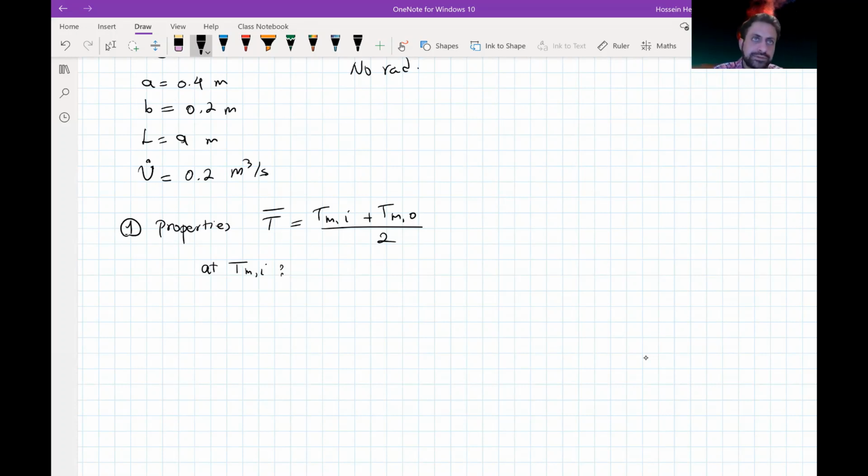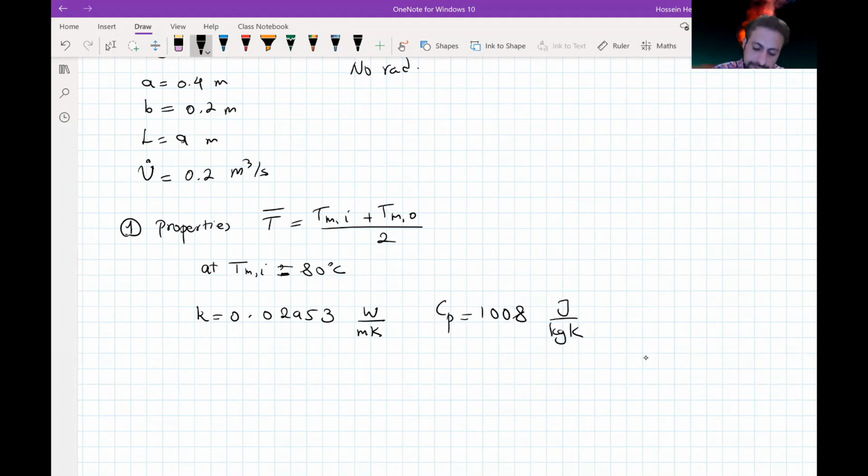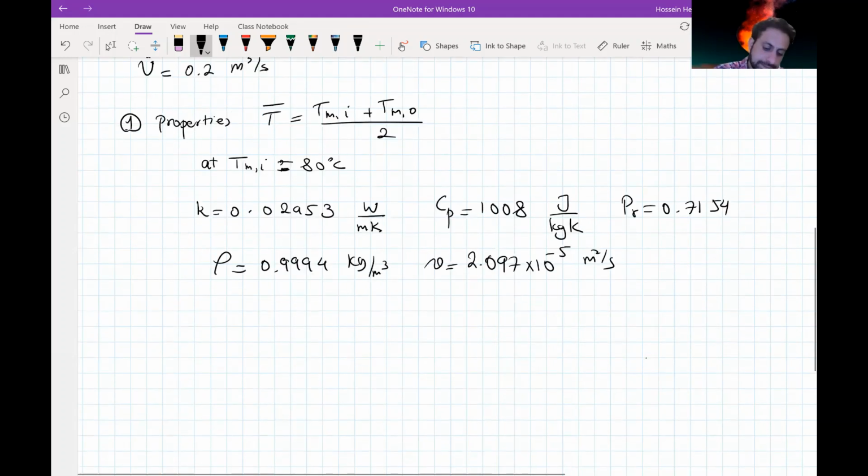The properties of air at 80 degrees C: k is 0.02953 watt per meter Kelvin, Cp is 1008 joule per kilogram Kelvin, Prandtl number is 0.7154, density is 0.9994 kilogram per cubic meter, and kinematic viscosity is 2.097 times 10 to the minus 5 meter squared per second.